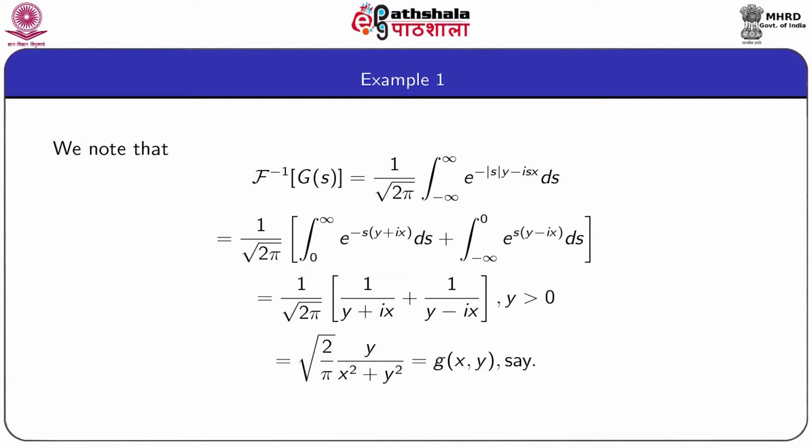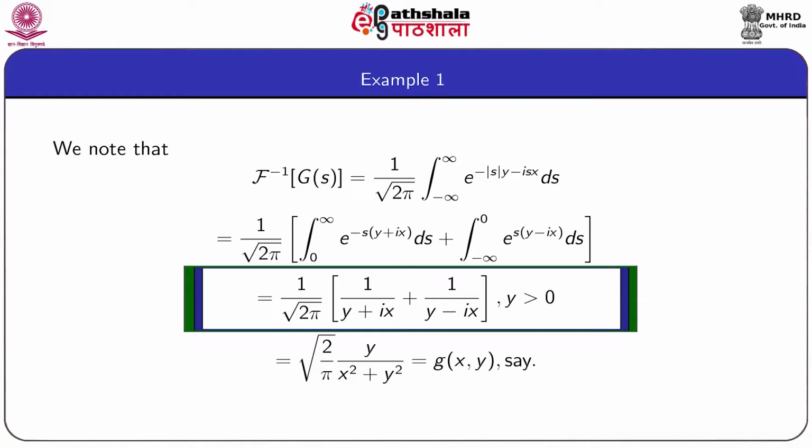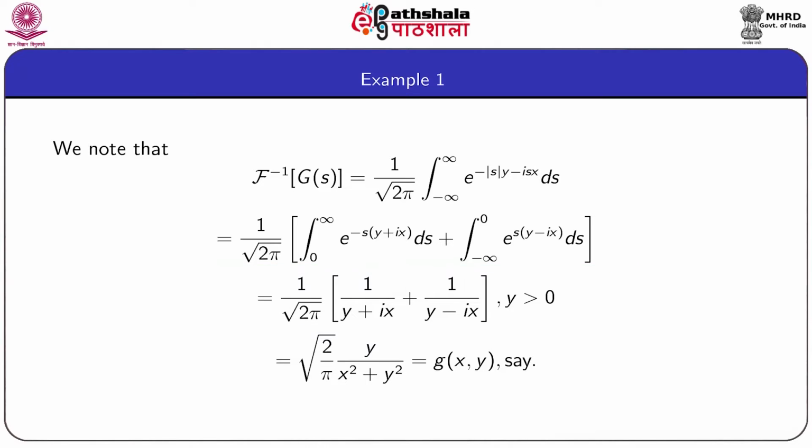So, performing the integration, we find the Fourier inversion of capital G(s) as 1 by root over 2 pi into (1 by (y plus i x) plus 1 by (y minus i x)), and that comes to root over 2 by pi, y divided by x square plus y square, which we denote by small g(x, y). Here y is positive. So, the Fourier inversion of capital G(s) is equal to small g(x, y).